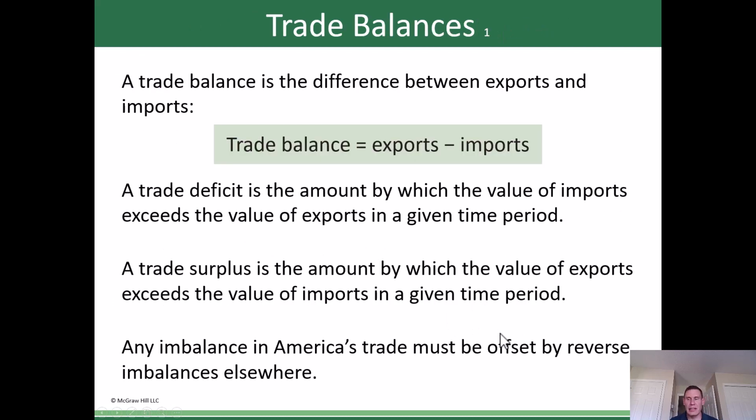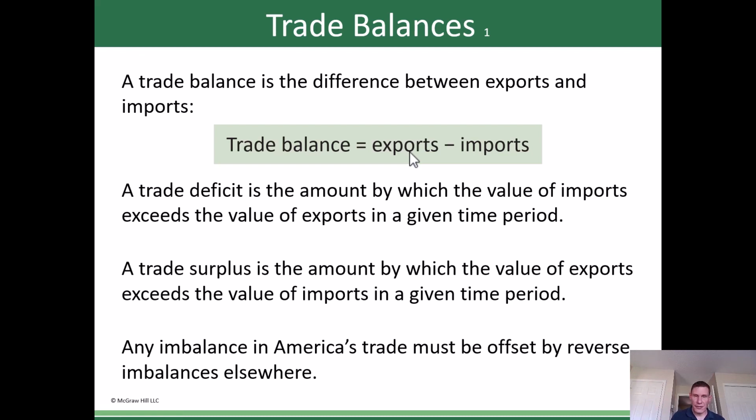So let's talk about the next thing. There's a logical corollary to the import-export stuff, what we call the trade balance, or sometimes it's just called balance of trade. A trade balance is the difference between exports and imports. As the little formula here says, trade balance, you just take your exports, subtract your imports, and that's going to tell you what your trade balance is.